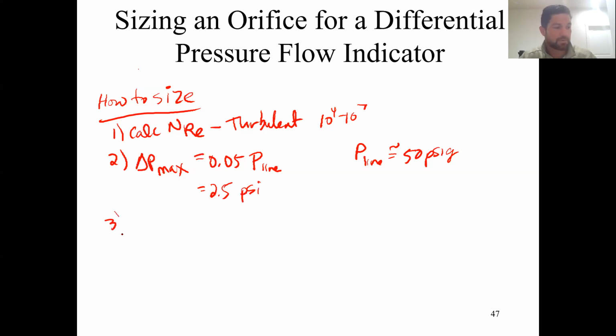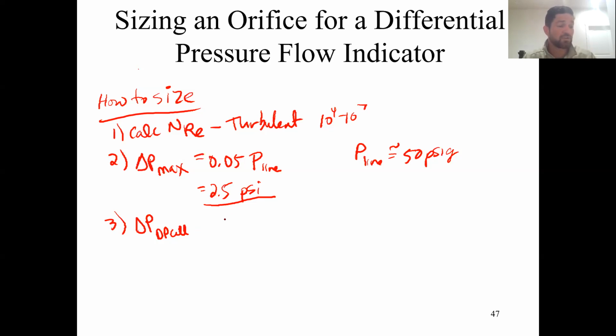Okay, so now the third step is we select the delta P of the DP cell. The DP cell is an instrument, a sensor, and instruments have ranges that they can operate. They have a maximum and a minimum. The minimum of all DP cells is going to be 0. So we need to pick a DP cell. If the maximum DP that we want to measure is 2.5, the DP cell needs to have a maximum of greater than 2.5. If the maximum of the DP cell were 2.5 and we got to 2.5, we wouldn't know if we were greater than that or not.